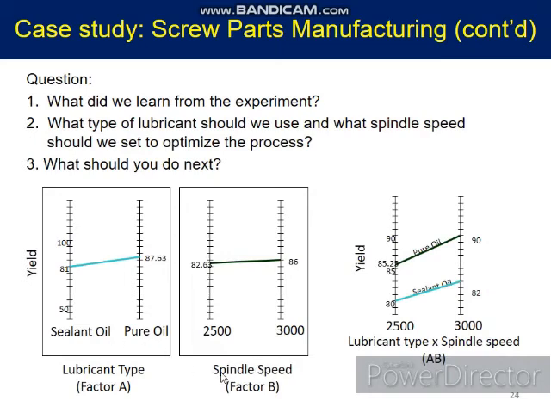In terms of spindle speed, does the spindle speed affect the process? Yes, it affects the yield, but at a much lower level compared to the lubricant type. So in order to optimize your setting, you should use pure oil and a spindle speed of 3000 to get your yield. If you use that, you should get a yield of around 90%. So this is taking 3000, and for oil you should get a yield of 90%.